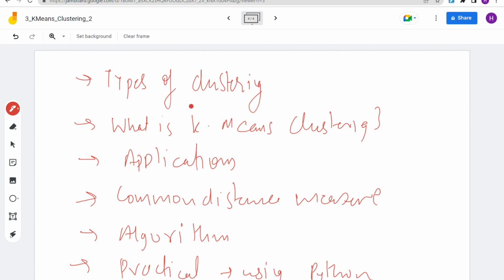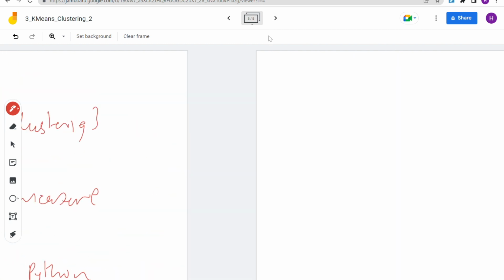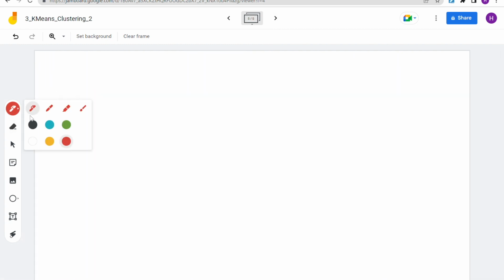Now let's move ahead and look at types of clustering, because I initially only gave you an overview of supervised and unsupervised learning. Now we'll look at the types of clustering and see what differences they have. Let me explain diagrammatically what the types of clustering are. So we were looking at the types of clustering. First we have clustering.